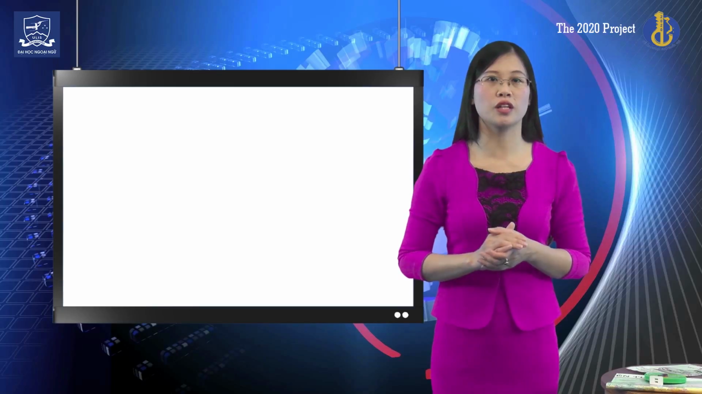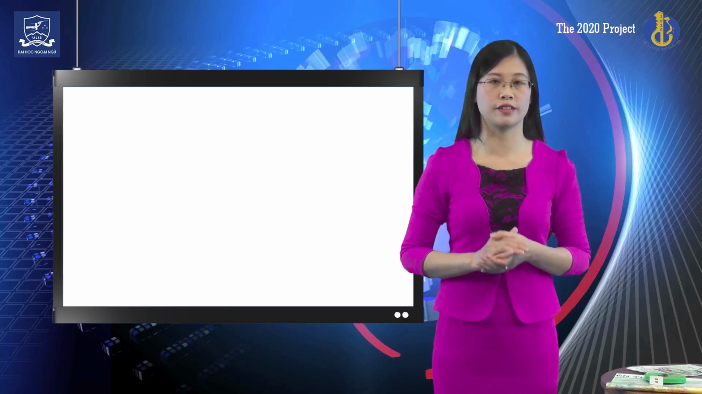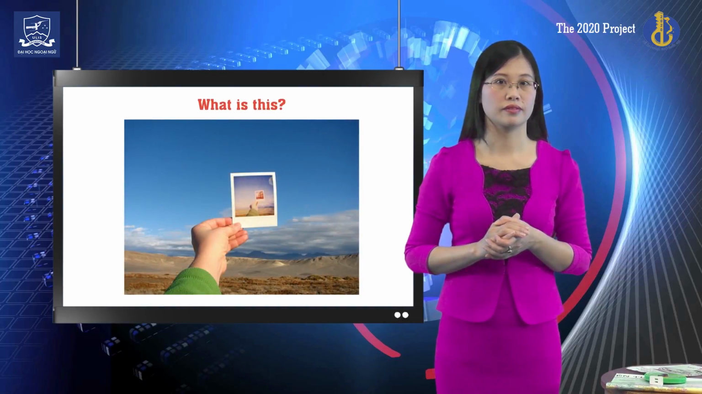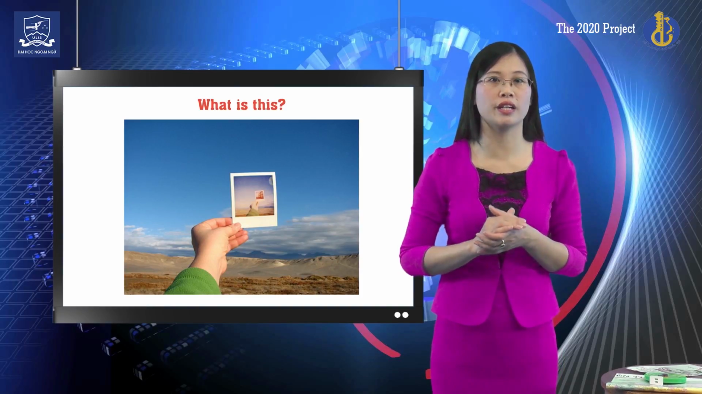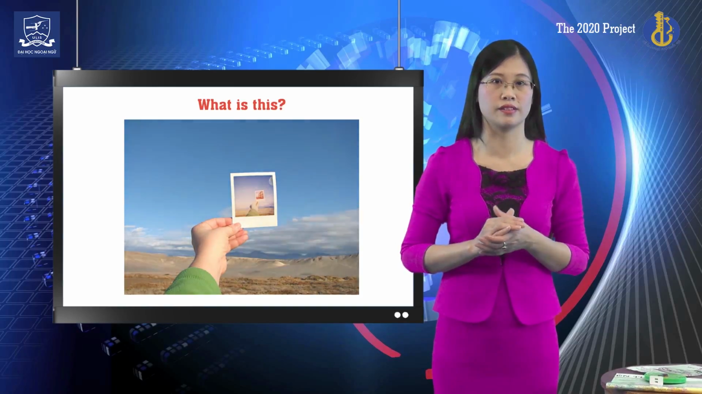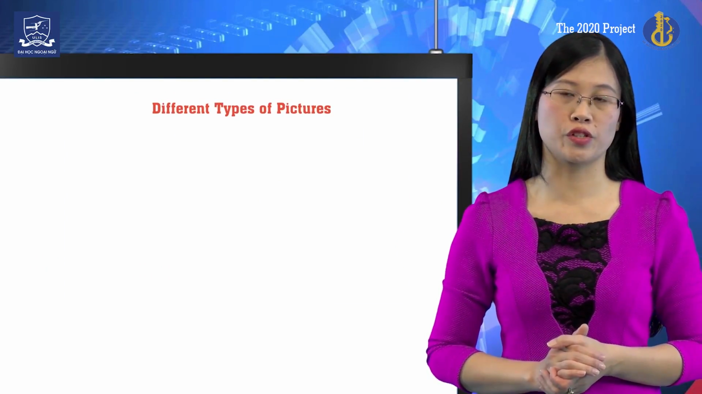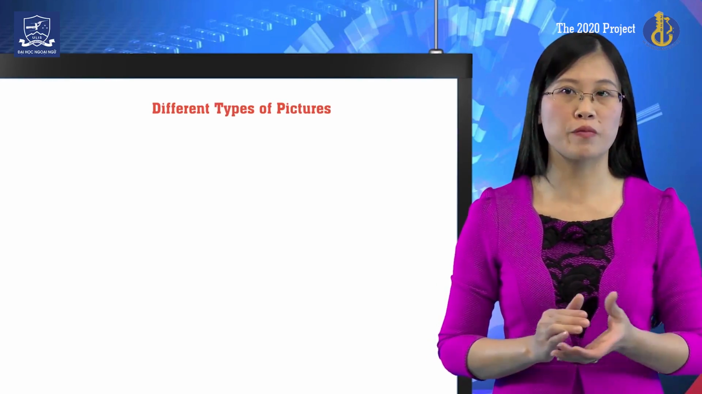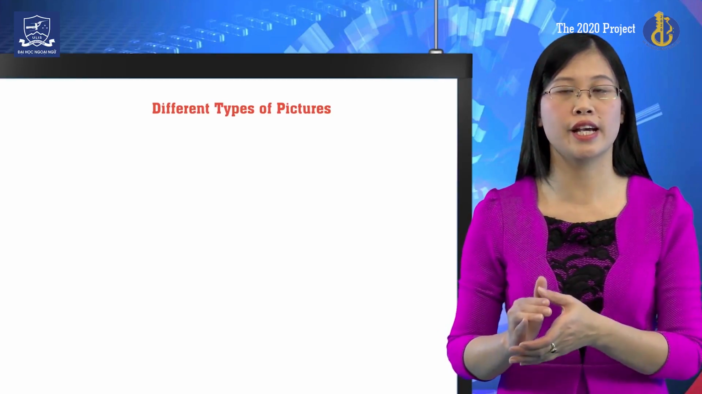Now, let's move on to the last type of visual aids that we would like to introduce in this lesson. What is this? It's the picture. Pictures are also another type of visual aids that teachers tend to use in their lessons. Teachers have always used pictures or graphics, whether drawn, taken from books, newspapers, and magazines, or photographed, to facilitate learning.